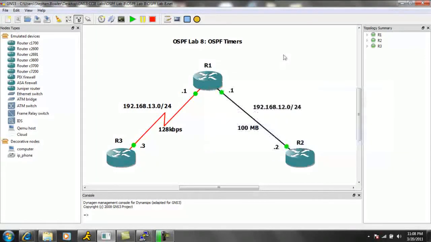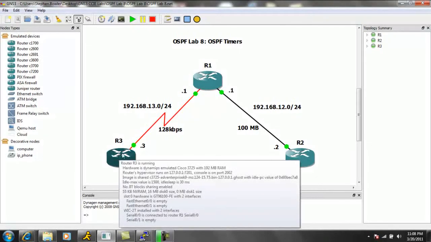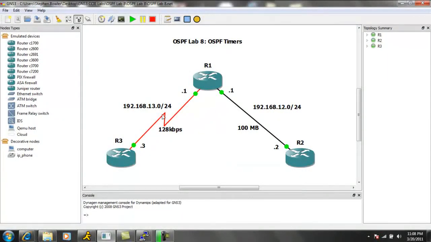So let me go ahead and just explain a little of the network. We have three routers, router 1, router 2, and router 3. The link between router 1 and router 2 is a 100 meg fast Ethernet connection, and the network between router 1 and router 2 is the 192.168.12.0/24 network. And then on the left side of our diagram we have router 1 and router 3. The link between router 1 and router 3 is a serial link. Again, this is a fractional T1, a 128 kilobits per second link, so a pretty slow link. Again, this is on the network 192.168.13.0/24.